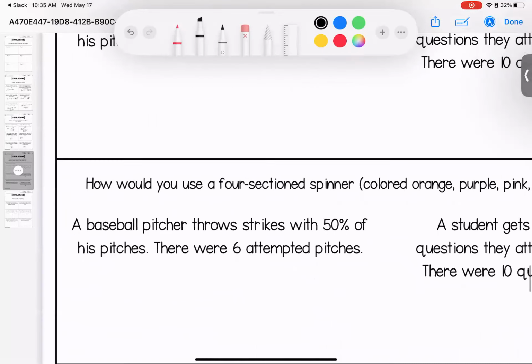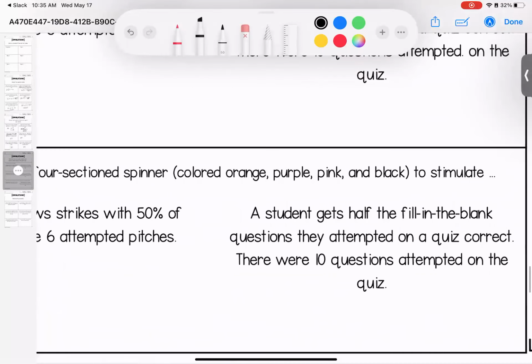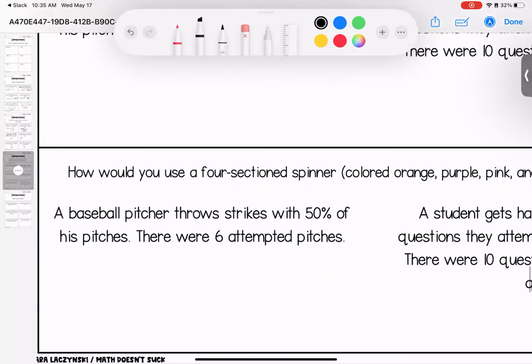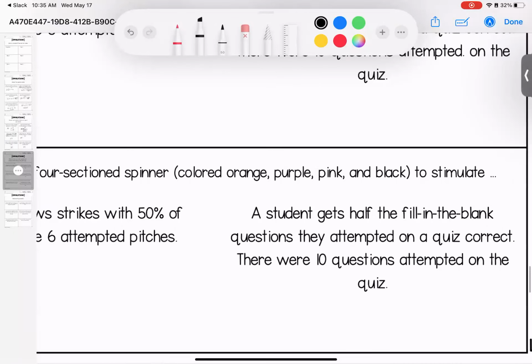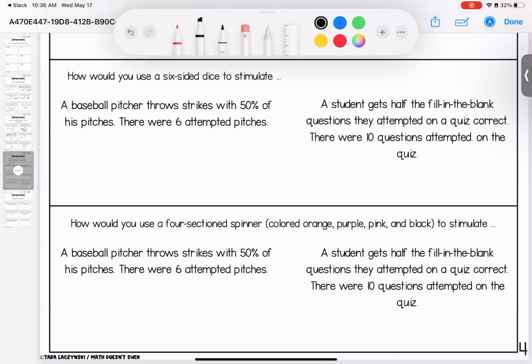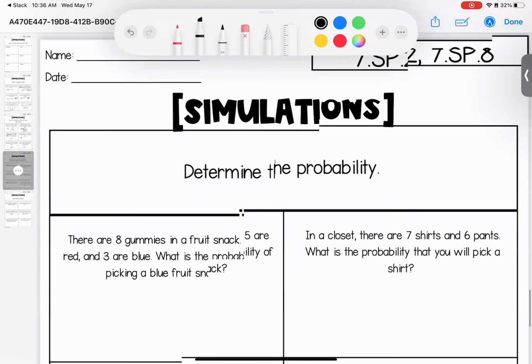Using a spinner, it's a 4-section spinner with 4 different colors. And again, that same situation. I could say that orange and pink are a strike and purple and black are a ball and spin it 6 times. And for fill in the blank, same thing. I could say pink and purple are wrong, orange and black are correct, and spin the spinner 10 times. If you have questions on these, go ahead and bring them with you to class.